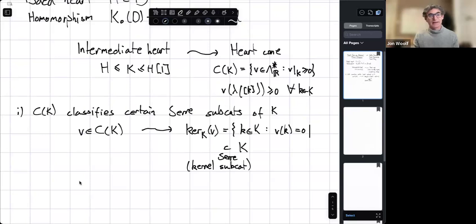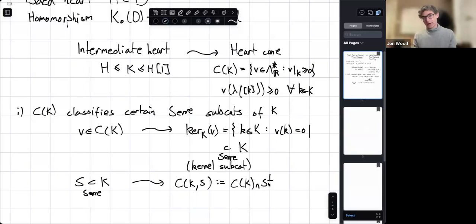Going in the other direction, if we've got a Serre subcategory of K, then we can define a face. I'll denote that by C(K, S). That's defined to be the face of the heart cone where you have the vectors which evaluate to 0 on everything in S. So that's obviously a subset of C(K), but it's also a face.